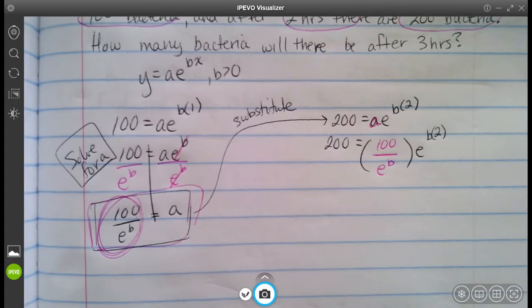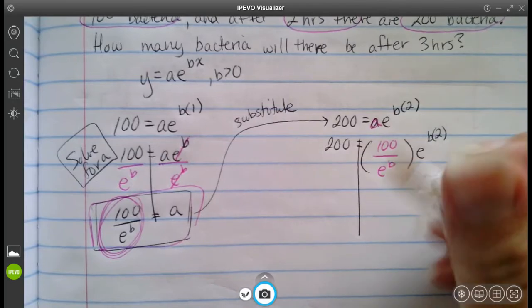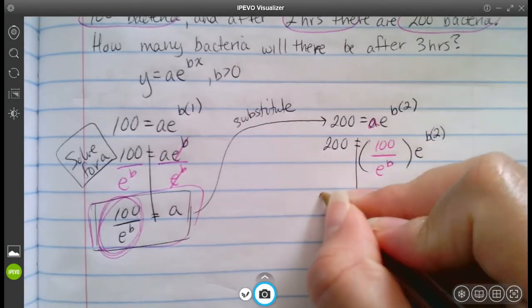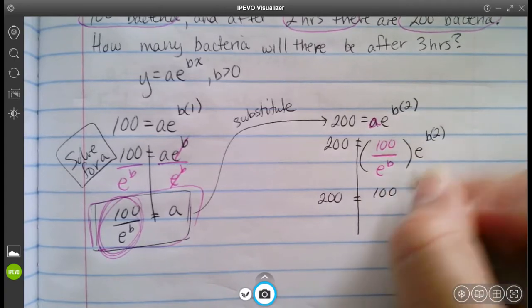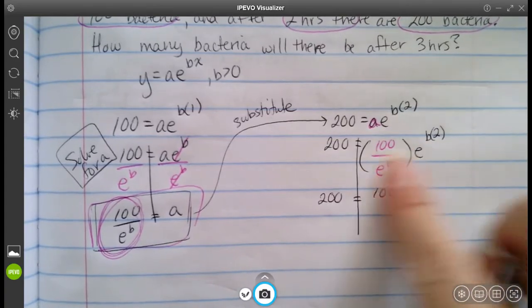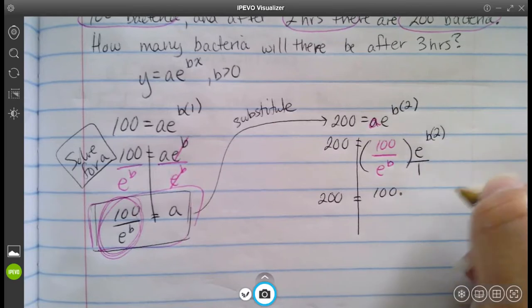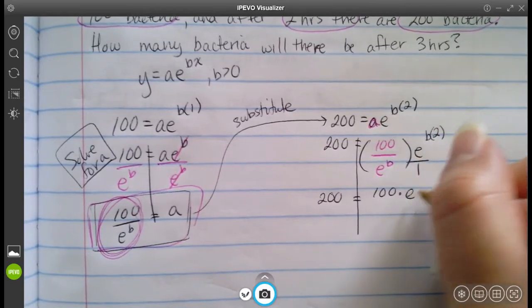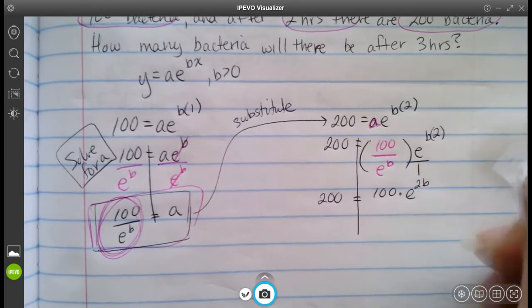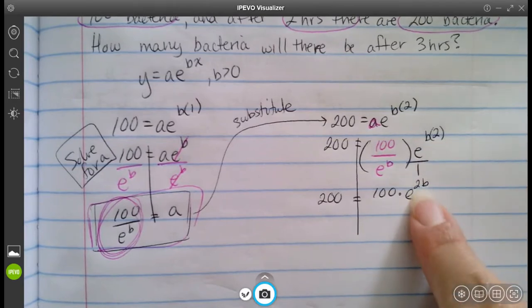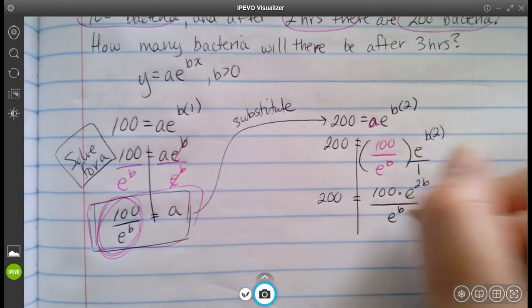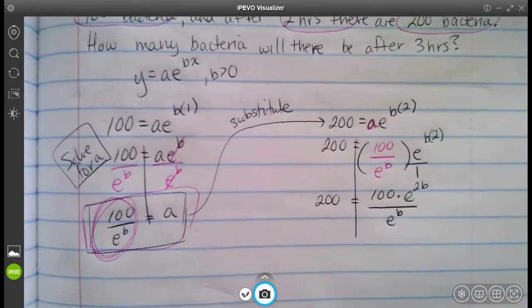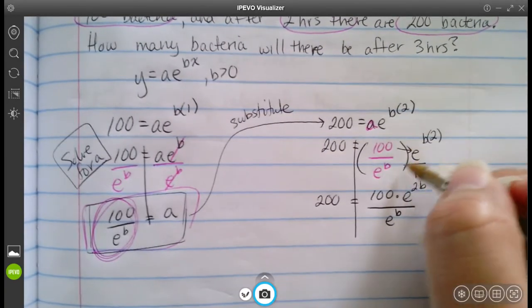Now here's where a little bit of the rules of exponents come into play. Let's rewrite this. I'm going to have 200 equals 100 times, because you can multiply across, this is like saying this over 1, times e to the power of 2b, because b times 2 is the same as 2b, all over e to the power of b. All I did is multiply across right here.